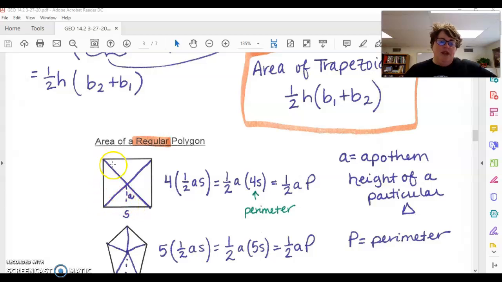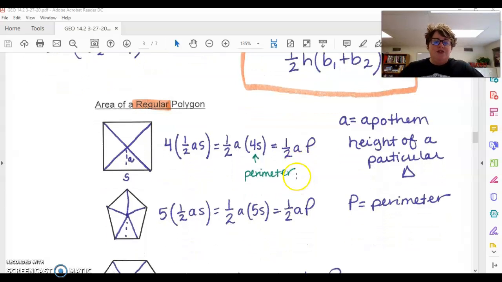So if we look at our square, we can cut the square into 4 triangles. So if we do the area, we can say 4 times the area of one triangle. So one triangle would be 1/2 times A, which is our height, times S. If I rearrange that 4, because it's all multiplication, I get 1/2 A times 4S. And if I think about 4S, because it's regular, regular means all sides are the same length, 4S is equivalent to my perimeter. So I can say that it's 1/2 A times P. 1/2 A, the height of the triangle, times the perimeter of the outside.